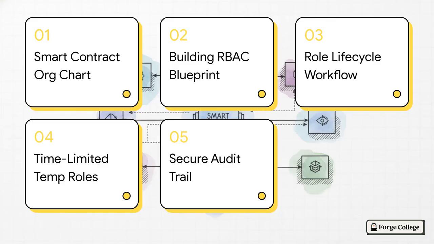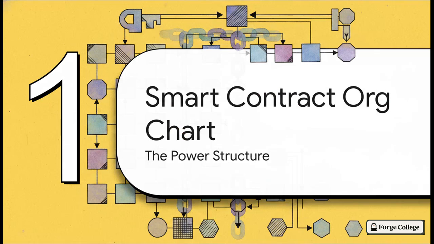Here's the blueprint we're following today. We'll kick things off with the smart contract org chart, then move right into building the RBAC blueprint, look at the role lifecycle workflow, introduce time-limited temporals, and wrap it all up with leaving a secure audit trail. All right, Section 1, the smart contract org chart.